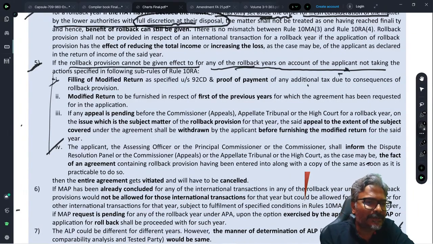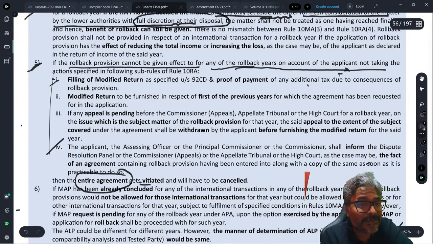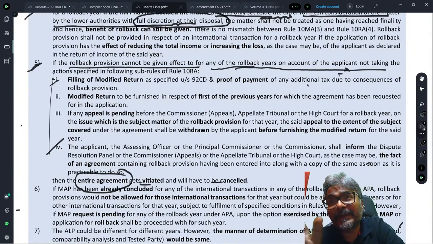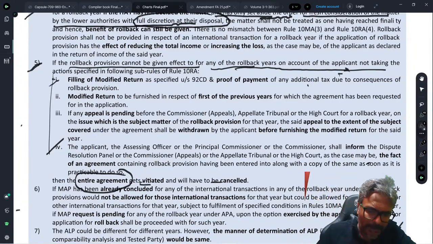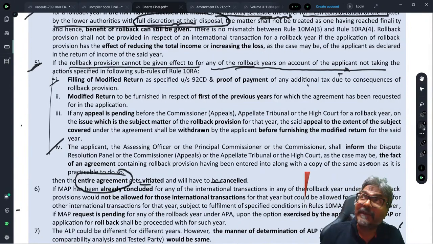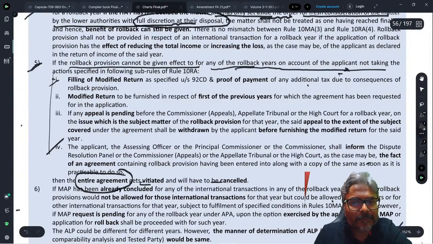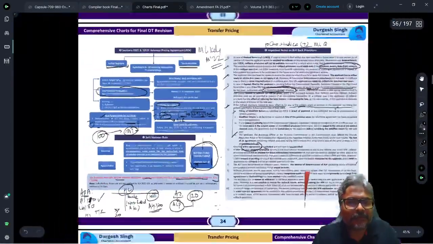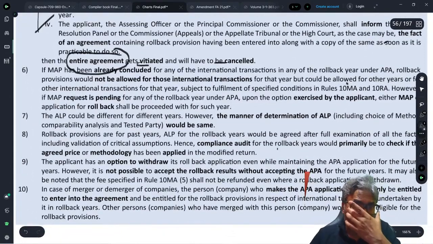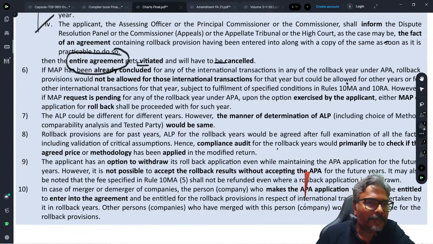If you don't comply with this condition, can you see this? The entire agreement gets vitiated. Do you know what it implies? Are you aware, students? The entire agreement gets vitiated. Forget the rollback, it is gone. Even that APA that you have taken for the future year will get cancelled. Is that clear to all of you, students? All of you are clear with this one? Any doubt up till here, students? Quickly tell me.